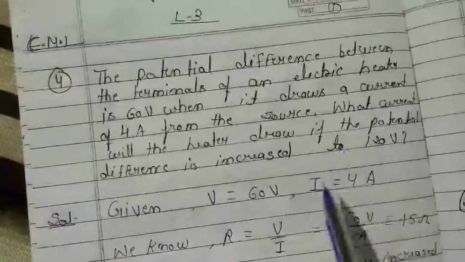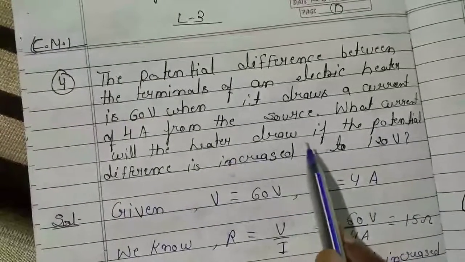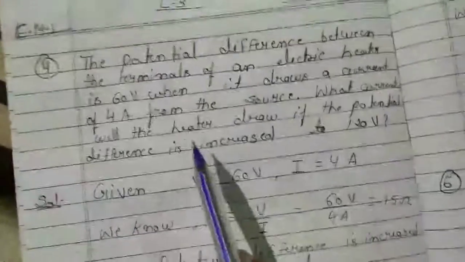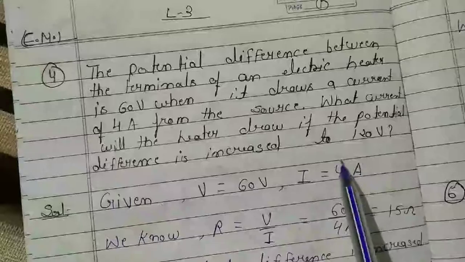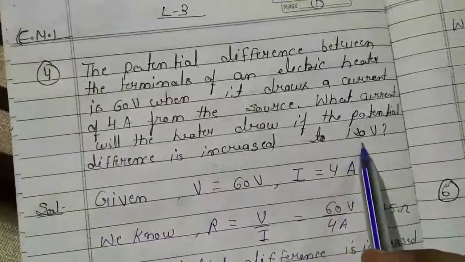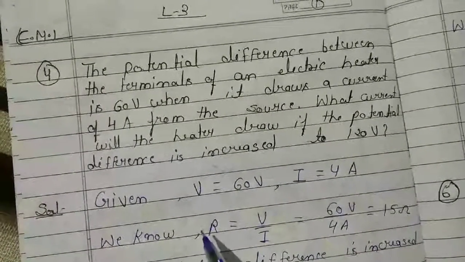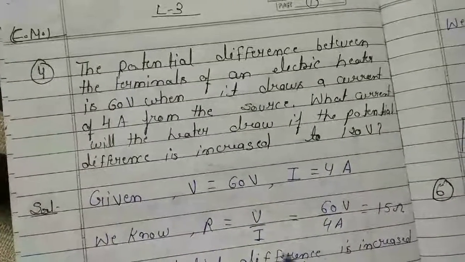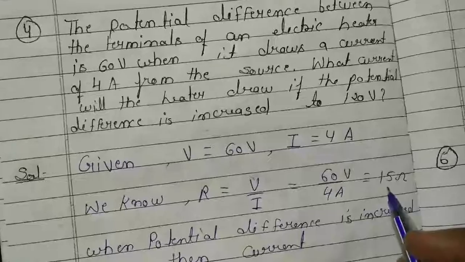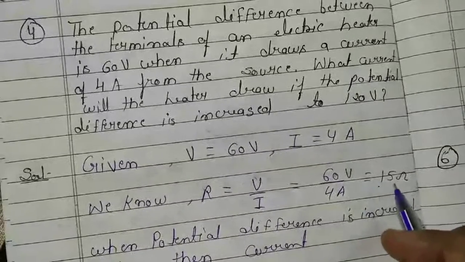Then, what current will the heater draw? So we have to find the current when the potential difference increases to 120 V. First of all we will use the formula R is equal to V upon I from Ohm's law. So we have to find R. The value of R is 15 ohm.